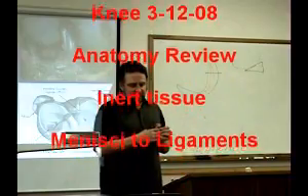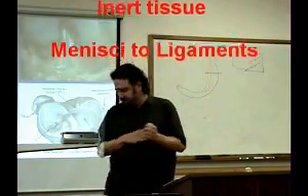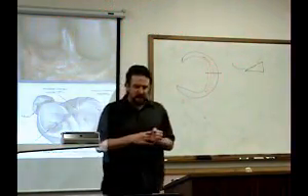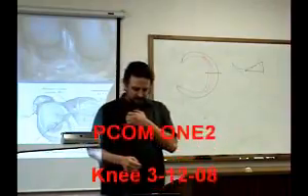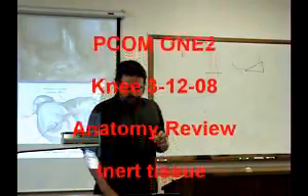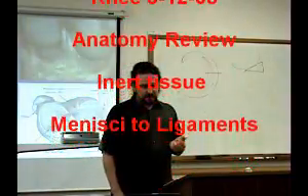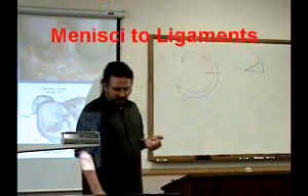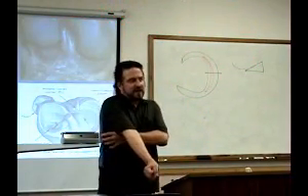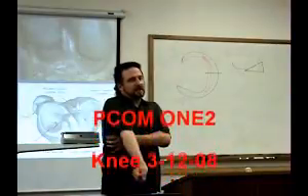So again, we have the medial meniscus is more of a C-shape, and then the lateral meniscus is more of an O-shape. And again, it's going to be thicker to the posterior part. And then on the medial side, it's going to be attached to the medial collateral ligament.